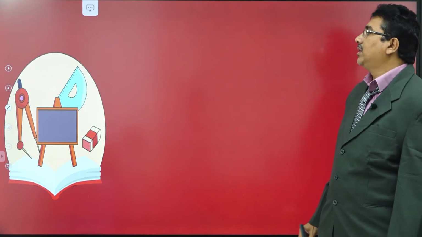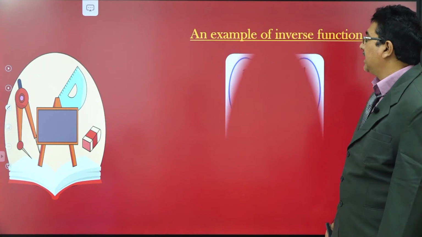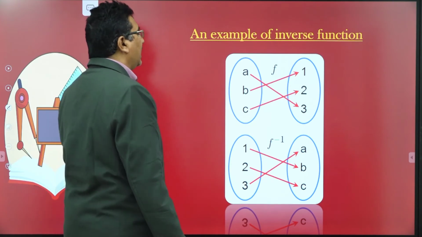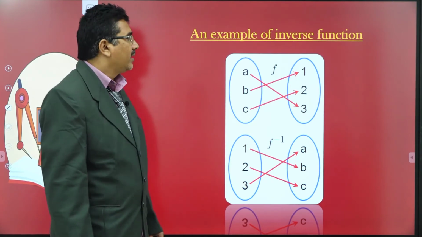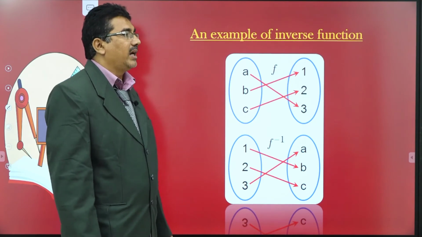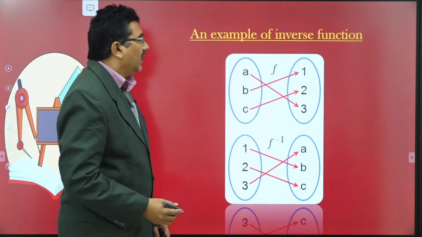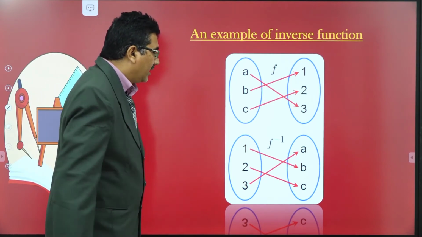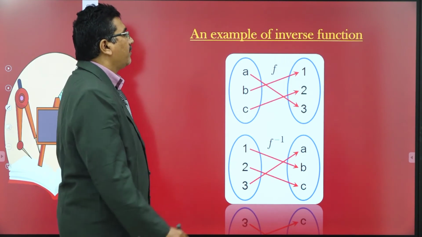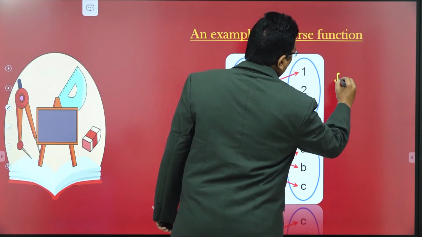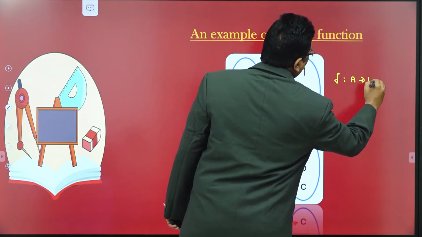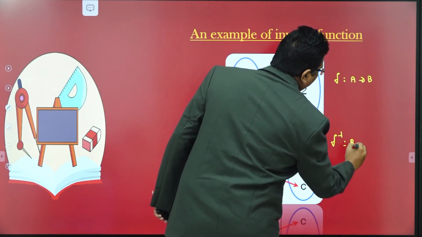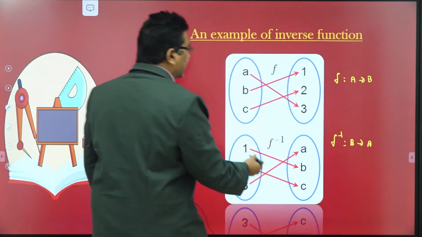See one example of inverse of a function. f mapping from A to B, set A containing 3 elements, set B containing 3 elements. So clearly f is a bijective function from A to B. Then we define its inverse function. f mapping from A to B is a bijective function, f inverse mapping from B to A, this is also a bijective function.